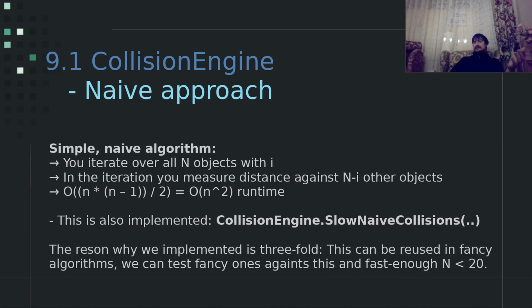The reason why we implemented it is threefold. This can be used in fancy algorithms as a building block. Yeah, code reuse. There will be badges for it. And the second is that we can test the fancy algorithms against something, because we know that this is good. This is really easy to check, really easy to get right. We can write unit tests against these. With the fancy algorithms, we can unit test against the results of these. So that's necessary at some sensible level. And the last reason is that actually this can be fast enough for small numbers. So yeah.